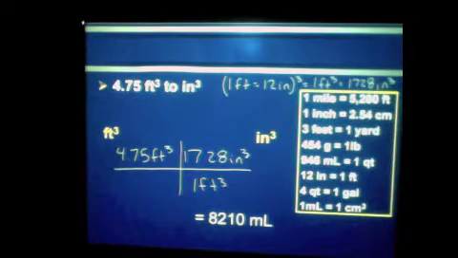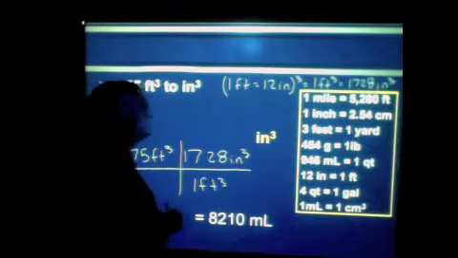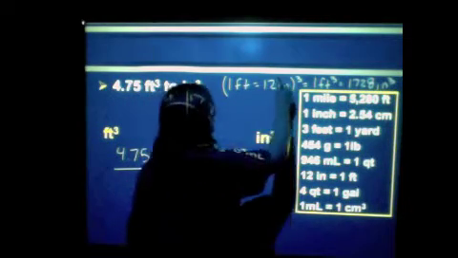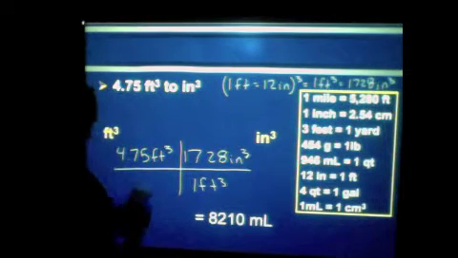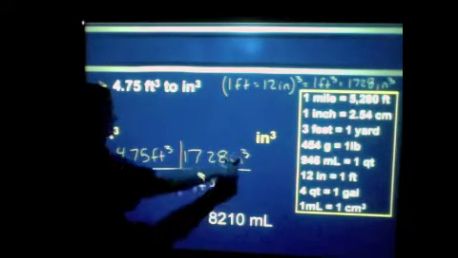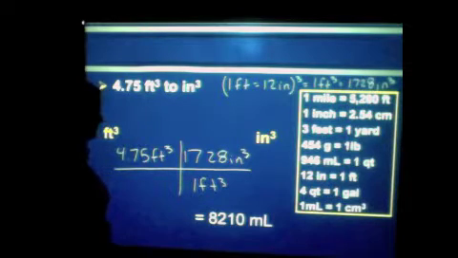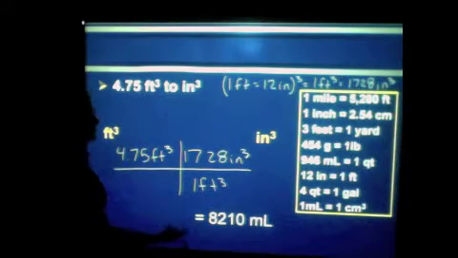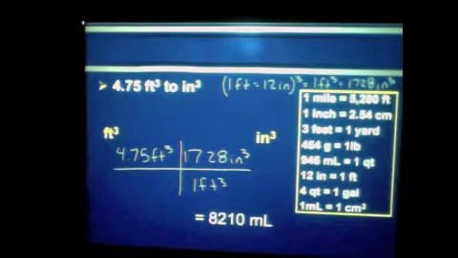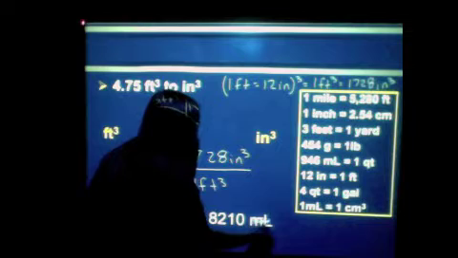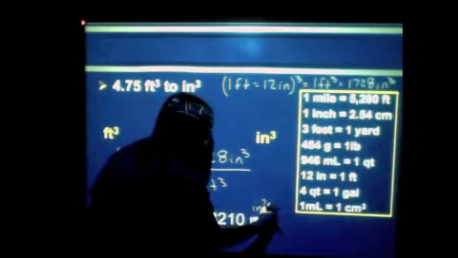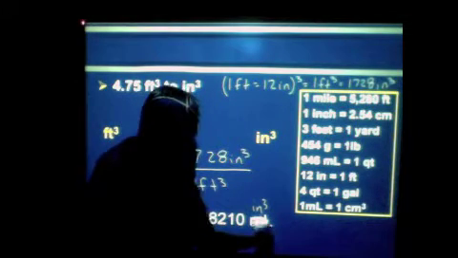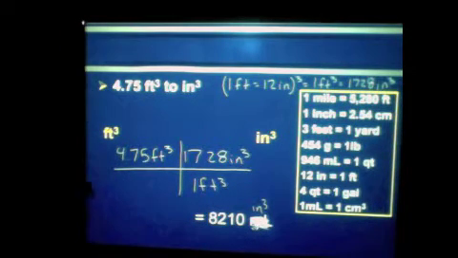Okay. So again, the key thing here is that before you can plug your conversions in, you need to make sure that you've cubed them so they match what's in here. Then the feet cubed goes in the bottom and turn into your inches cubed. When you calculate it, you're only allowed 3 sig figs, so you end up with 8,210. And this should not say milliliters. This should say inches cubed. I don't know why it says milliliters.